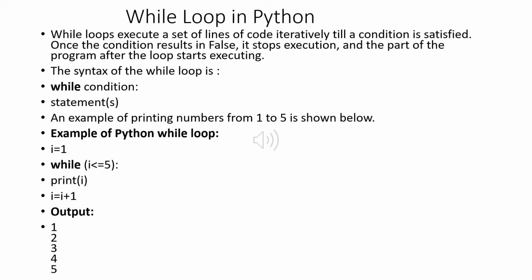Now I will explain how this condition is applied here. The condition checked is i <= 5. For the first iteration, i is equal to 1 and is less than 5, so the condition is true and 1 is printed. Then the i value is incremented to print the next number and the condition is checked. When the value of i becomes 6, the condition will be false and the execution of the loop stops.